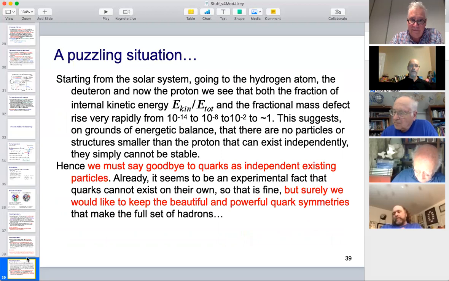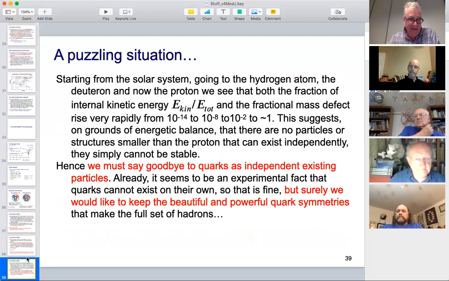So this suggests really there are no particles smaller than the proton that can exist independently. They just can't be stable. And there aren't any particles smaller than the proton that exist experimentally. You know? So you have to say goodbye to quarks. Now, there are other reasons for saying goodbye to quarks. And this is really, for me, there's not an English word that's strong enough to describe this. There is a Dutch word that's strong enough to describe this. It's called bedrog. Go and look it up.